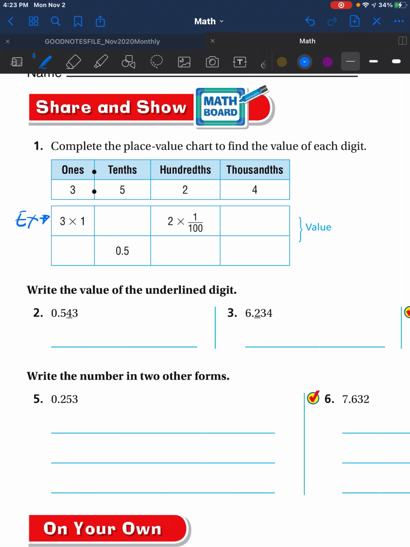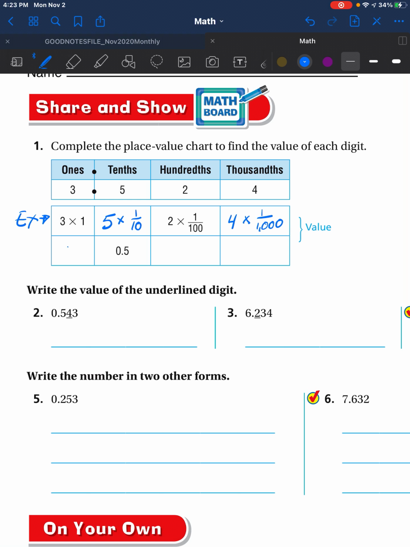So 3 times 1 is my ones. Now I have tenths, so I know it's a 5. 5 times what? Well, tenths are represented as 1/10. Hundreds are done for me. Leaves me with the thousandths. This would be 4 times 1/1000.